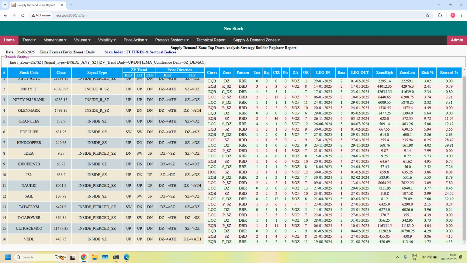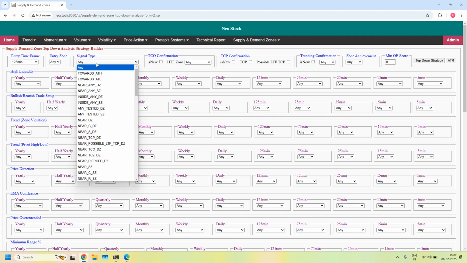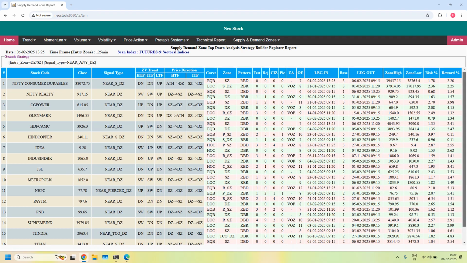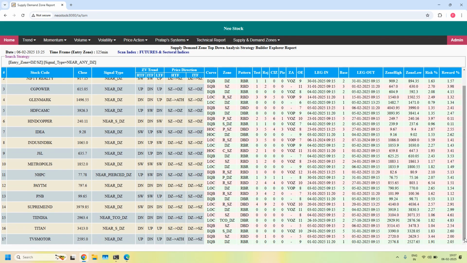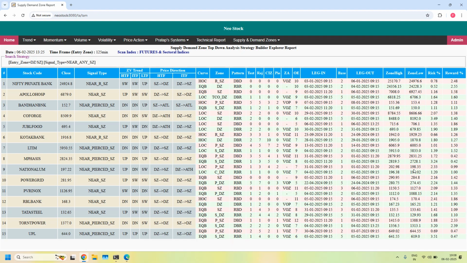So next time frame is 125 minutes. Stocks near 125 minutes demand zone. We got 17 stocks. First 15 stocks in the list. Scrolling the list down. So total 17 stocks are filtered. Next, 125 minutes time frame. Stocks near 125 minutes supply zone. We got 15 stocks.